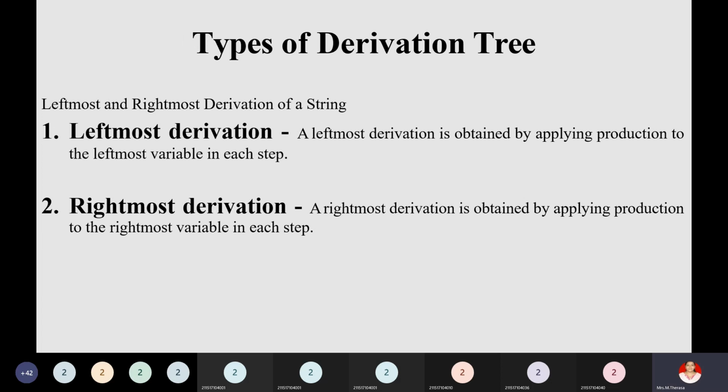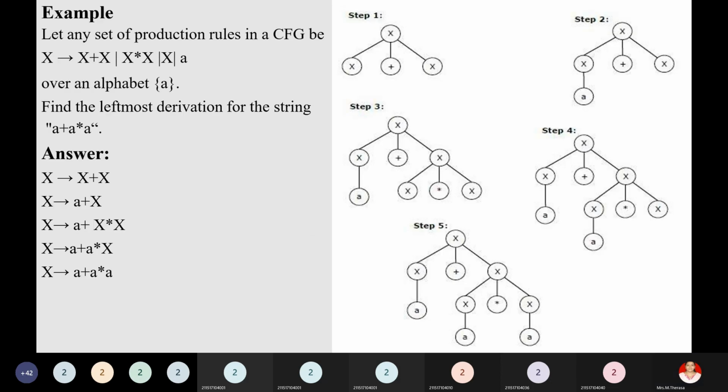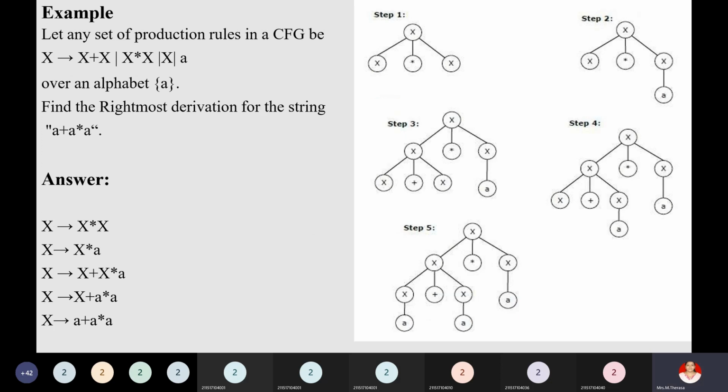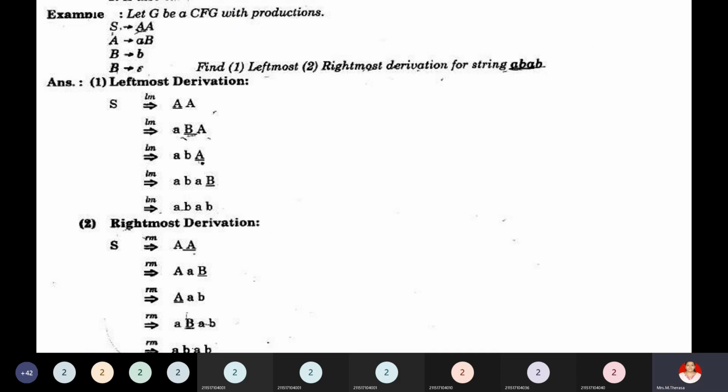So there are two types of derivation, leftmost derivation and the rightmost derivation. So when will you call it a leftmost derivation? Whenever you choose the leftmost non-terminal to replace by any one of its production rules to generate any string, then the derivation is called leftmost derivation. Rightmost derivation is obtained by applying the productions to the rightmost variable in each step. So we have seen some examples for leftmost derivation, rightmost derivation, and the derivation tree for that also.